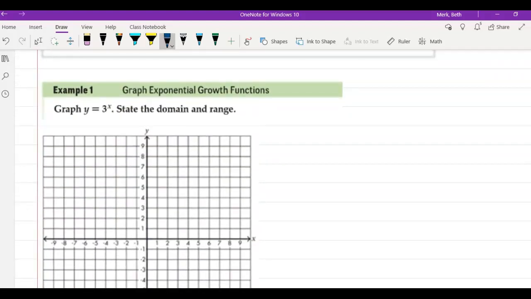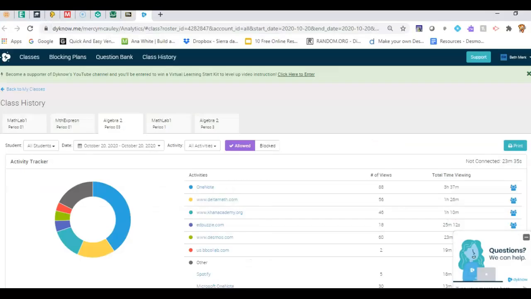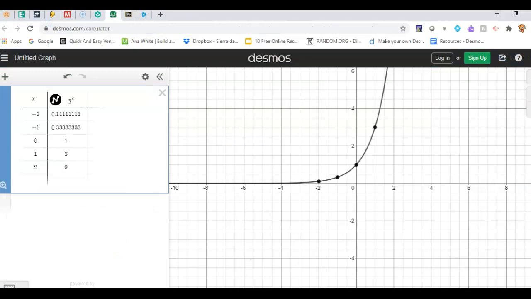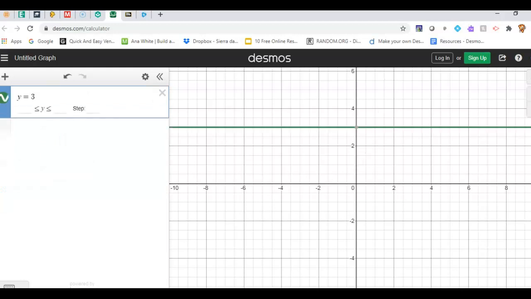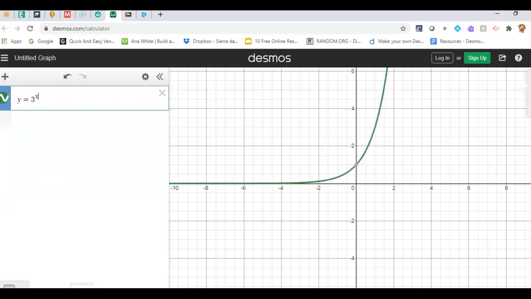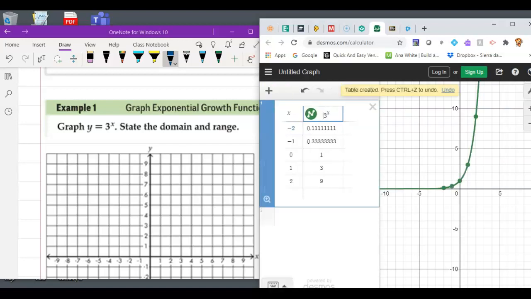Let's practice graphing. To graph y equals 3 to the x, we're simply going to go to Desmos, and we're going to type in y equals 3 caret x. And there's a picture of our graph. That's what we want to get onto our page. To do that, we're going to press the gear button. We're going to press the table, and we get a nice list of nice little points that we can plot.